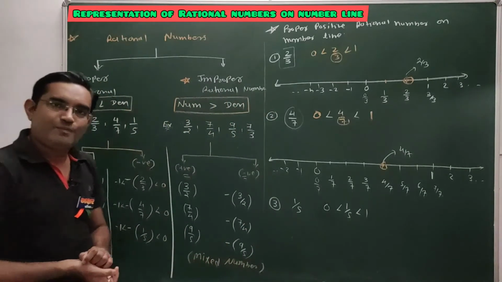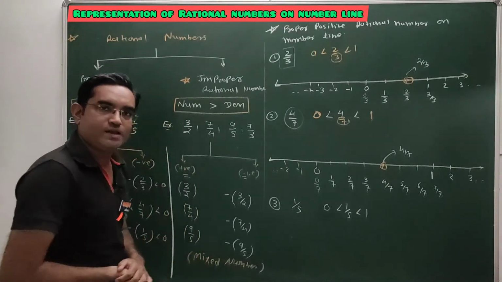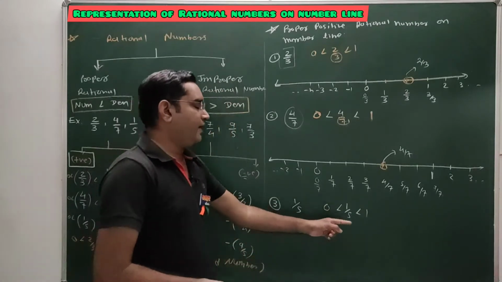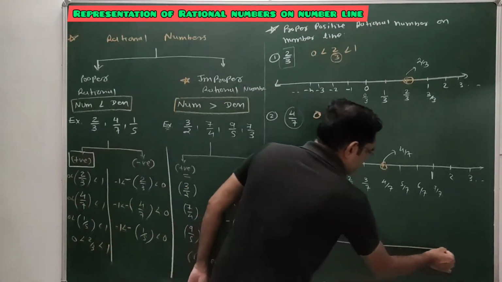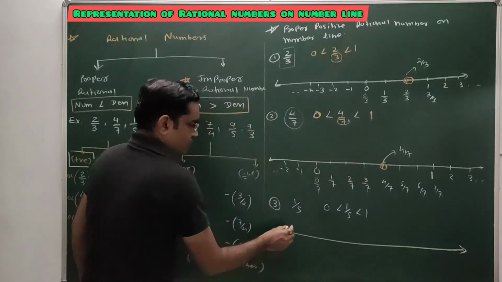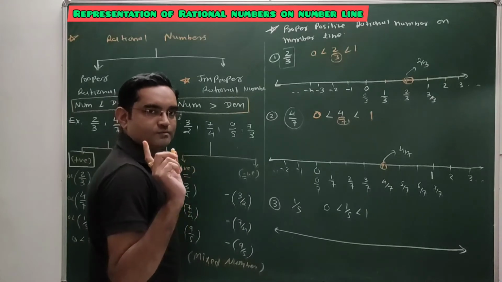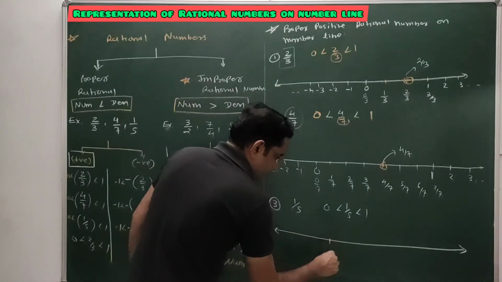Now we have to draw a number line and we have to extend the number line between which two integers, 0 and 1, into how many divisions? 5 divisions. Clear now? Has everyone understood? So this is our number line. You will draw this number line by using scale and pencil. Done. You can also use your eraser.